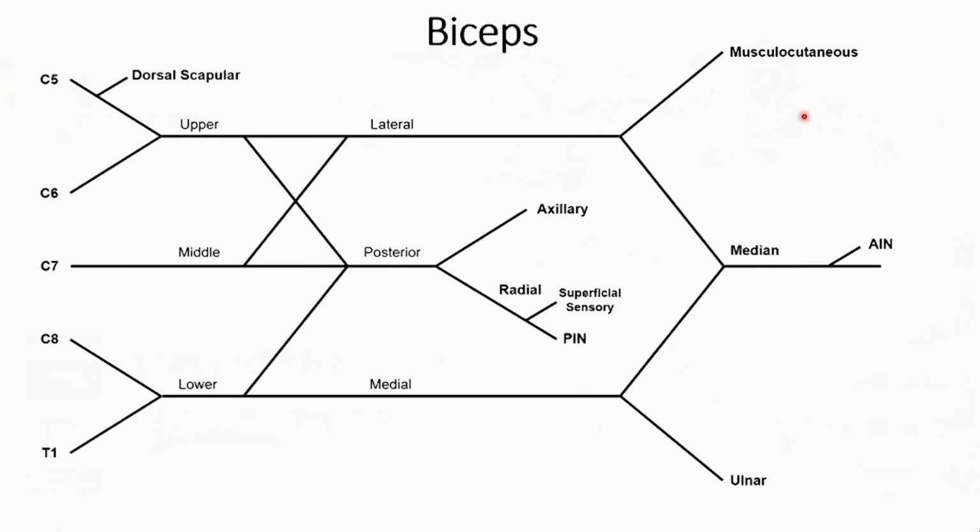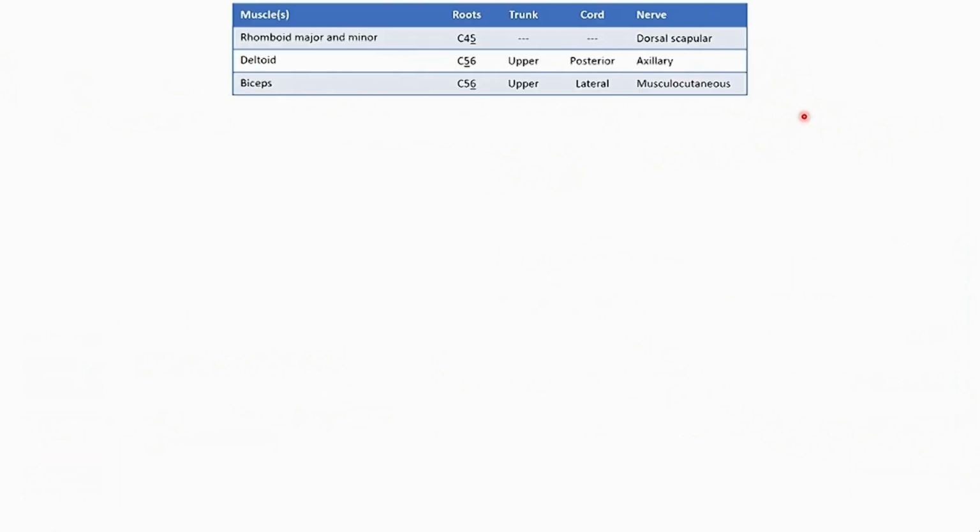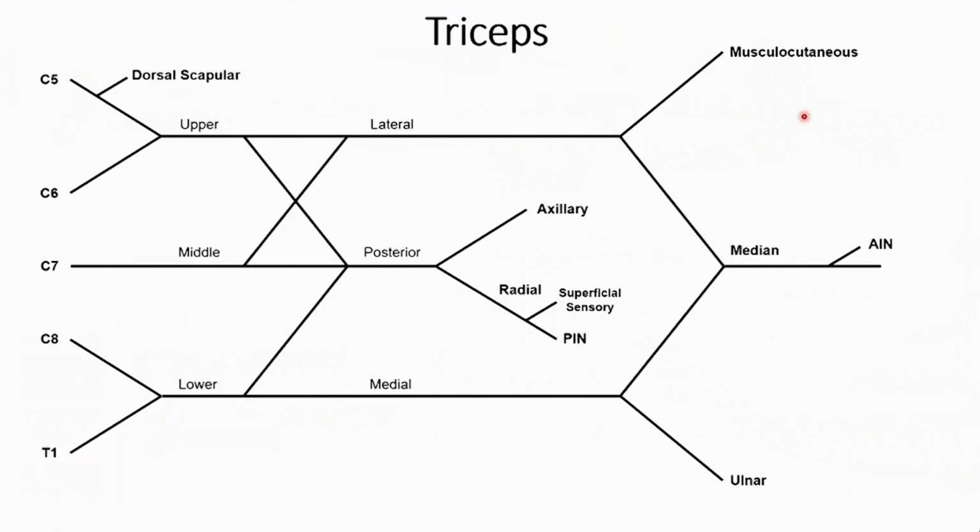Next is the biceps muscle. The biceps, C5 and 6, upper trunk, lateral cord, musculocutaneous nerve. Triceps muscle, C6, 7, 8, upper, middle, lower trunks, posterior cord, radial nerve.